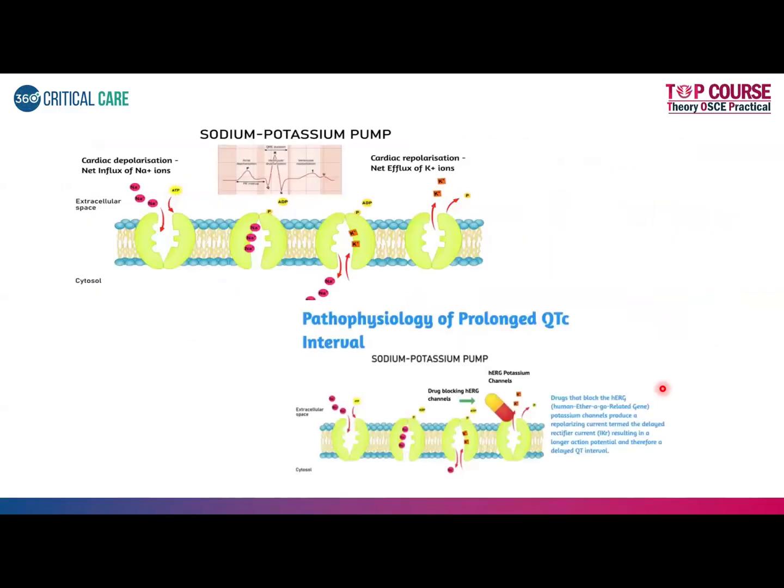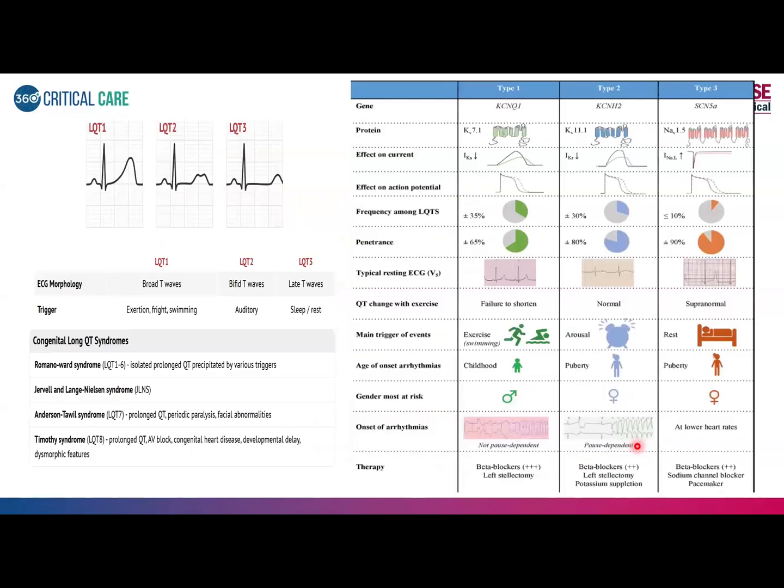Now, what is the pathophysiology of this prolonged QT? When we have the normal sodium potassium pump, there is depolarization which happens because of net influx of the sodium, and the repolarization which happens because of net efflux of the potassium ions. So, the pathophysiology involves mainly this. Most of the time, I'm saying most of the time, not every time, it involves the potassium channels. There are drugs which block the potassium channels, producing a repolarizing current, which is termed the delayed rectifier current, and it results in a longer action potential, resulting in a prolonged QT interval.